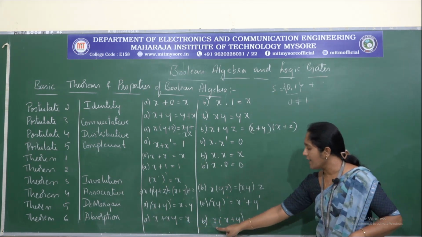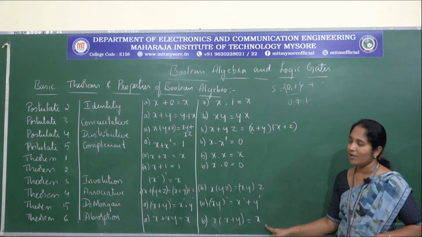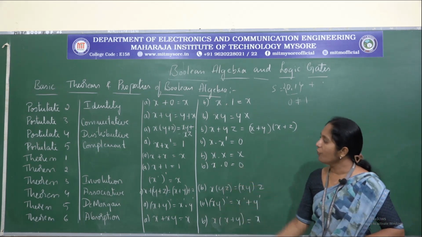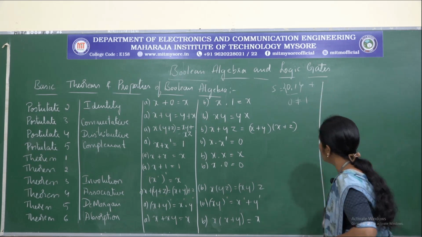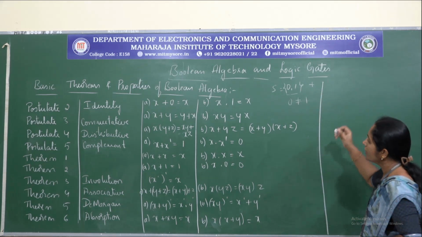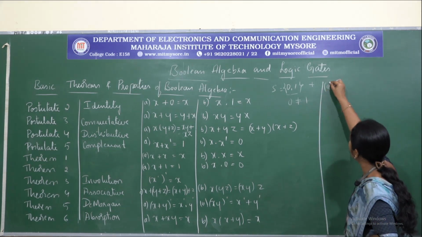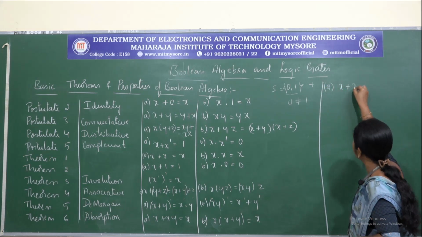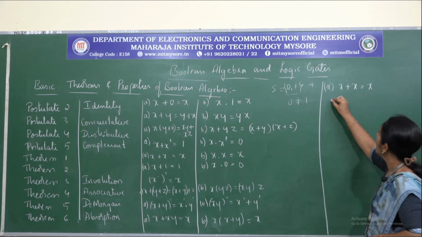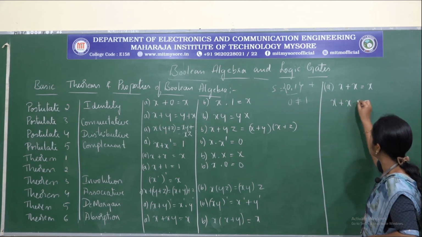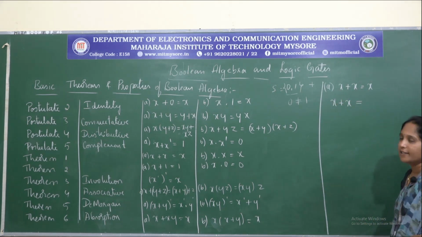The other version is x into x plus y is equal to x. Now let us see the proof for these theorems. If I consider theorem 1a, we have x plus x is equal to x. Let us consider the LHS. The LHS is x plus x. So let us consider this.